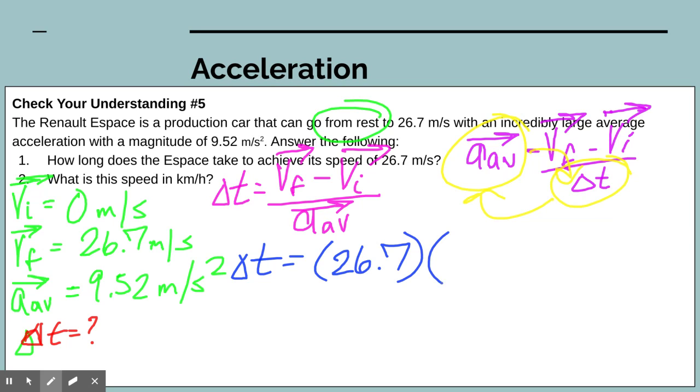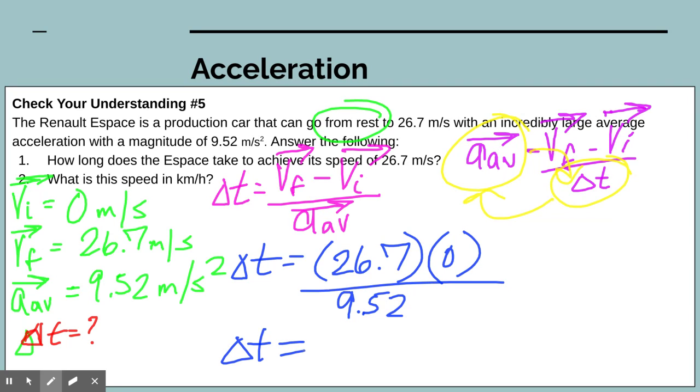Vamonos, 26.7. Our initial is 0. And then over our acceleration, which is 9.52 meters per second squared. You know what to do. You put that in your calculator, and then what you should shoot out here is what you should get here.